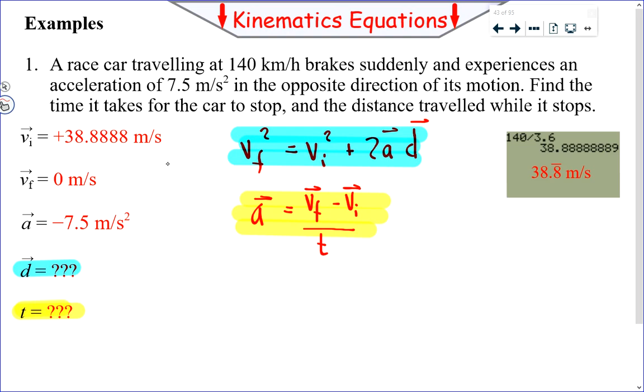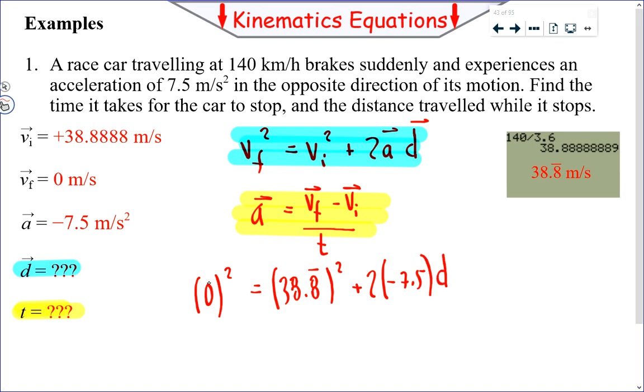So I'm going to put in VF as 0, so I get 0 squared. I like to put brackets around anything I substitute, equals VI squared, which we know is 38.8 repeating. We're going to have to square that, plus 2 times the acceleration, which is negative 7.5, times the displacement.